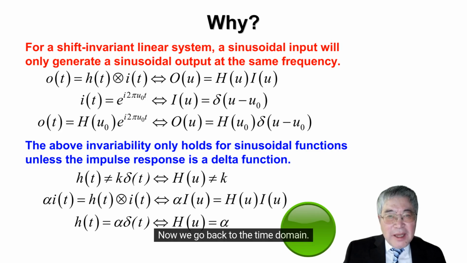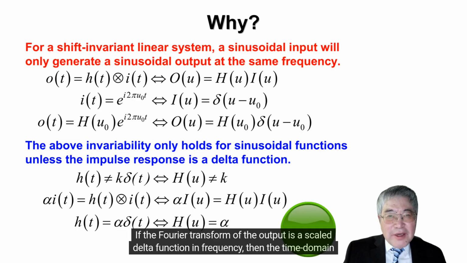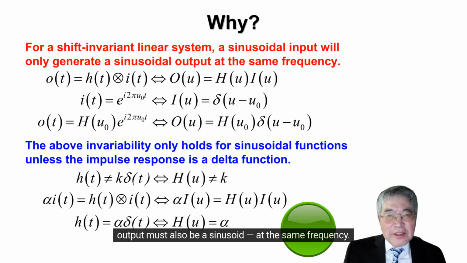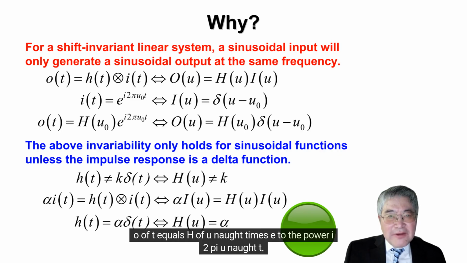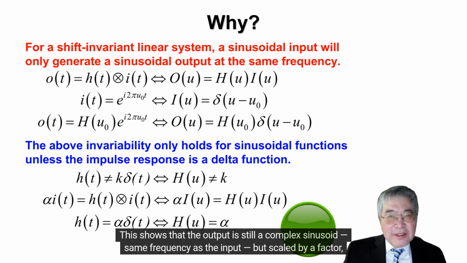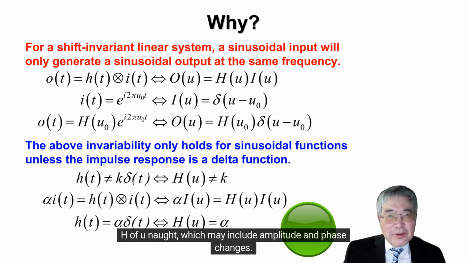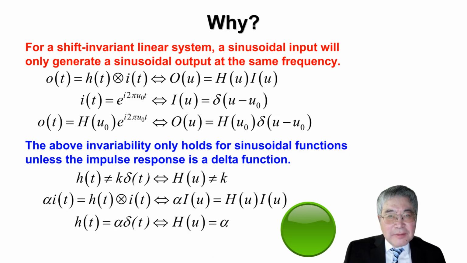Now we go back to the time domain. If the Fourier transform of the output is a scaled delta function in frequency, then the time domain output must also be a sinusoid at the same frequency. So we have O(t) = H(u₀) times e^(i2πu₀t). This shows that the output is still a complex sinusoid, same frequency as the input, but scaled by a factor, H(u₀), which may include amplitude and phase changes.